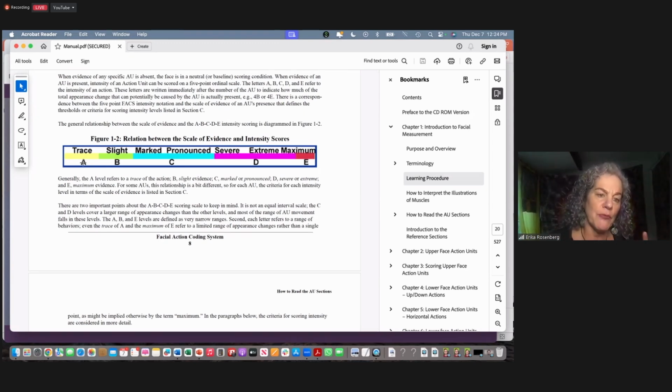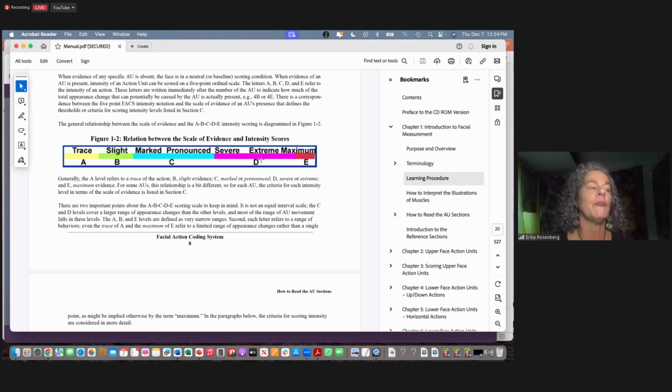And the other thing to remember is that each of these intensity points, again, is a range. There's a range of A, a range of B. Look at the big range for C and D. And even E, which is considered to be the maximum, has a range. So these are not point judgments. You're saying, oh, it's in the D range, it's in the C range.